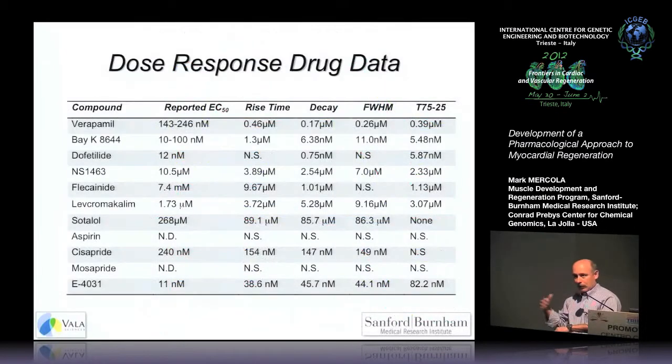So we've been comparing this instrument, looking at the ability of this instrument to discern changes in the calcium transients of a number of drugs that are known to be either safe drugs or drugs known to be arrhythmogenic, and looking to see whether the IC50, EC50 values that are reported compare to the EC50 values that we can detect.